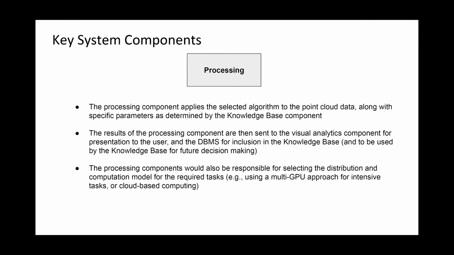The processing component applies the selected algorithm to the point cloud data along with specific parameters as determined by the knowledge base component. The results of the processing component are then sent to the visual analytics component for presentation to the user, and the database management system is used for inclusion in the knowledge base and to be used by the knowledge base for future decision making. The processing components would also be responsible for selecting the distribution and computation model for the required tasks, for example using a multi-GPU approach for intensive tasks or cloud-based computing.